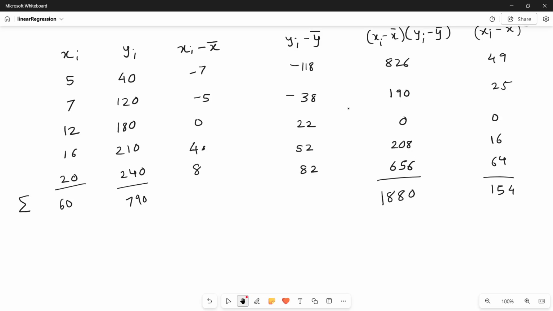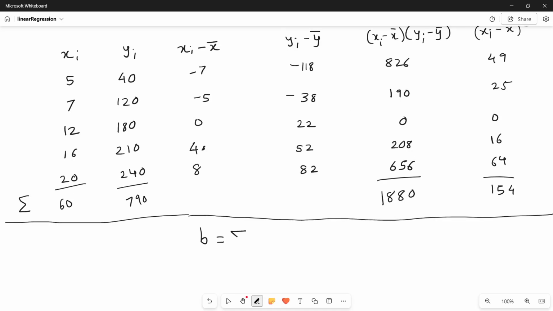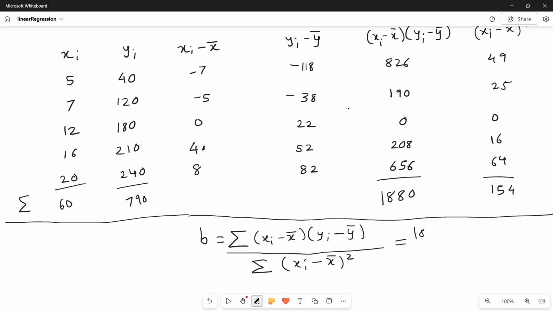So the coefficient b is given by the summation of xi minus x bar multiplied by yi minus y bar, divided by the summation of xi minus x bar squared, which is equal to 1880 upon 154, which is 12.208 up to 3 decimal places.